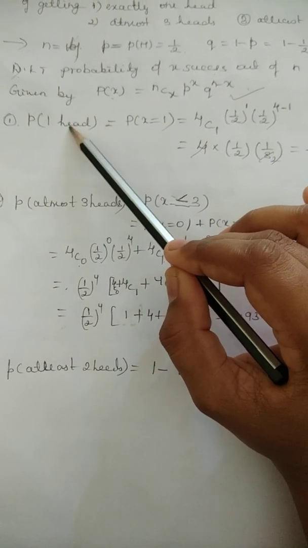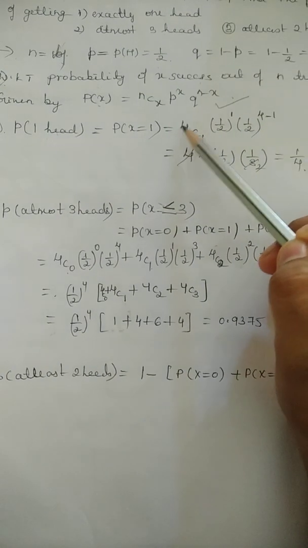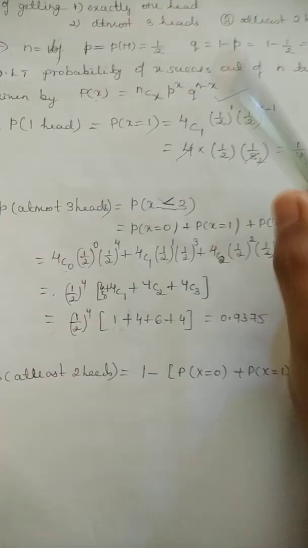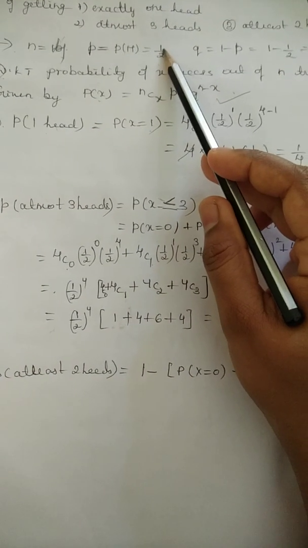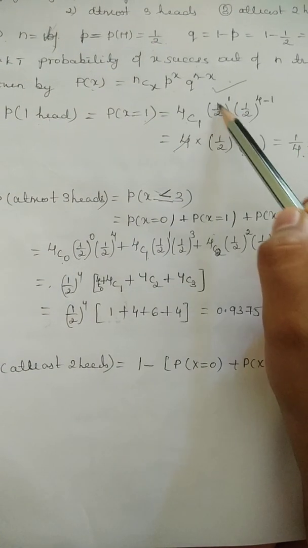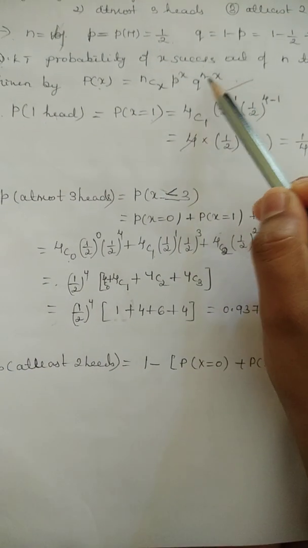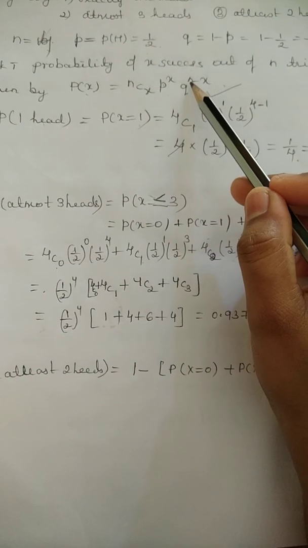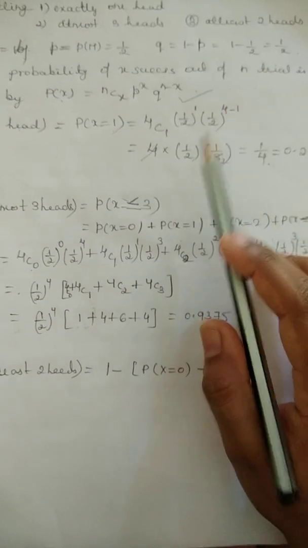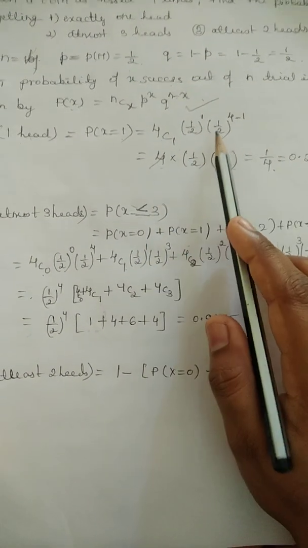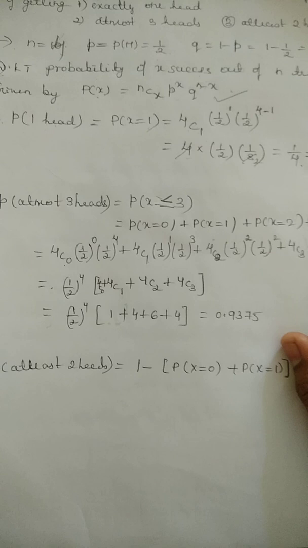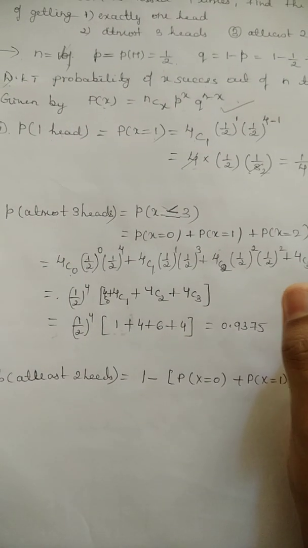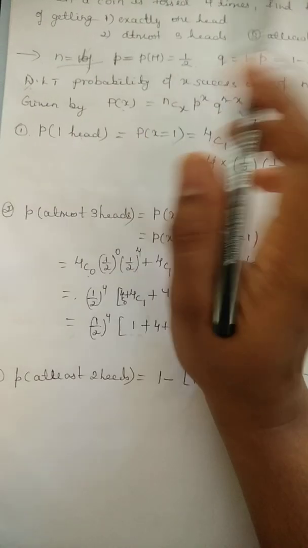Now they asked to find exactly one head, the probability of getting one head. Here n is 4, so 4C1, where x means getting one head. P is the probability of success in each trial, 1 by 2 raised to x, that is 1. And Q is also 1 by 2 raised to 4 minus 1. So you can simplify now. 1 by 2 raised to 1 is 1 by 2. 4C1 value is 4, and this is 1 by 8, that is equal to 0.25. This way you have to find the probability of getting a success out of n trials.